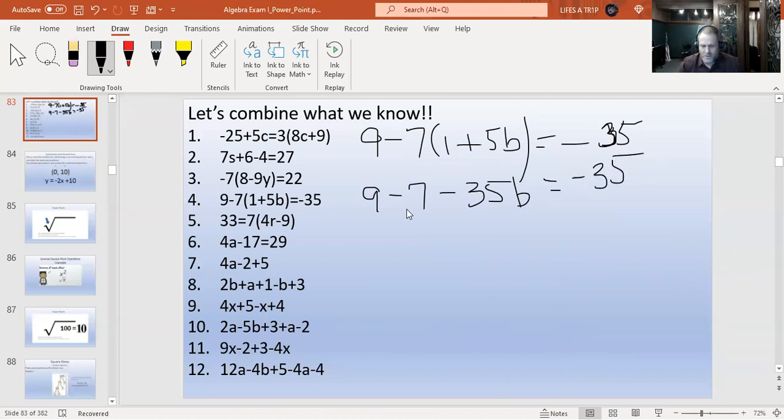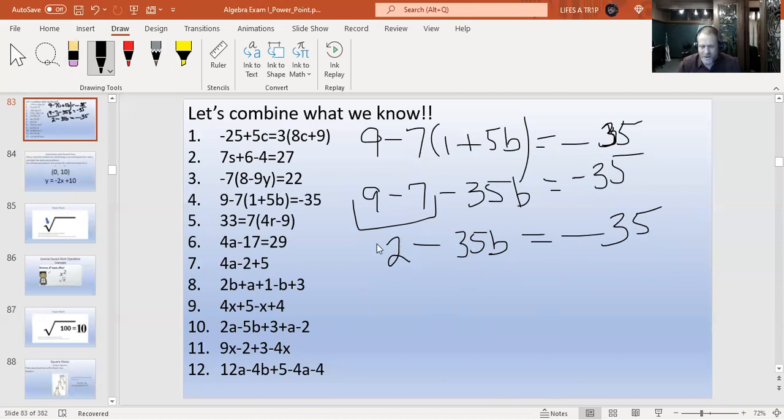All right, so looks like we do have some like terms. +9 and -7 is 2 plus 30... -35b. So instead of plus negative, we're just going to put the -35b equals -35. All right.